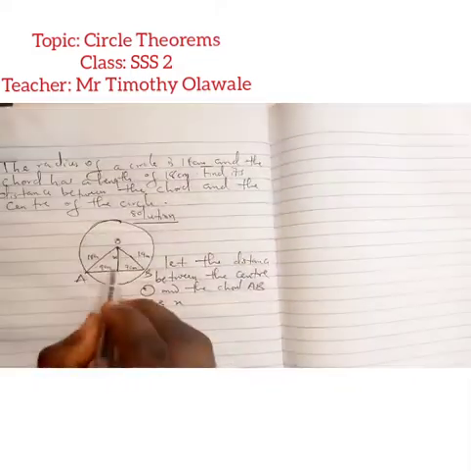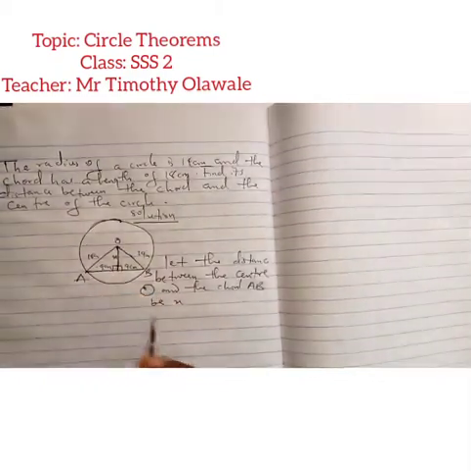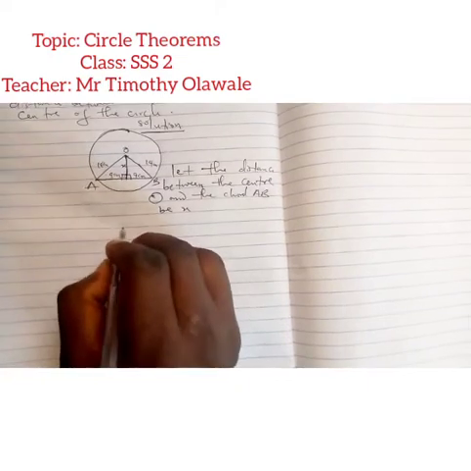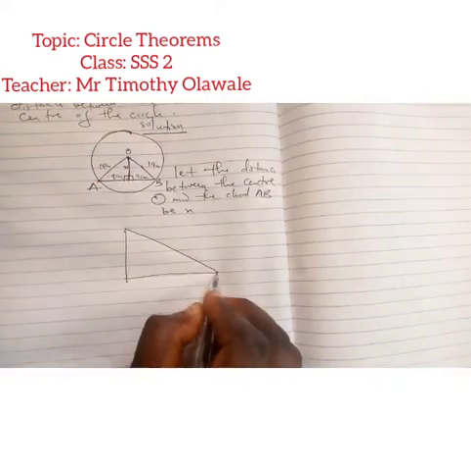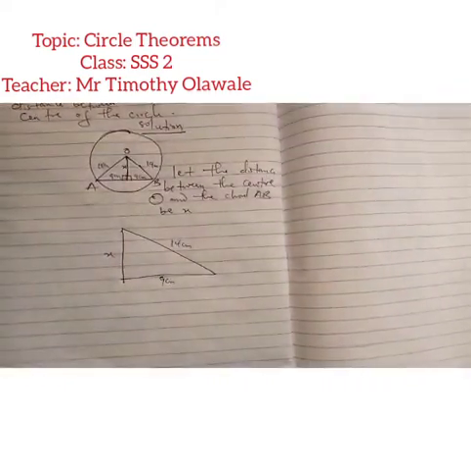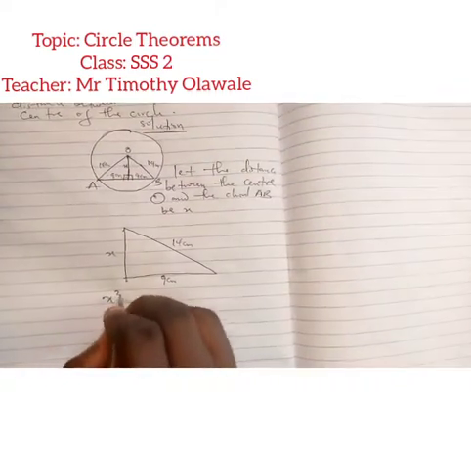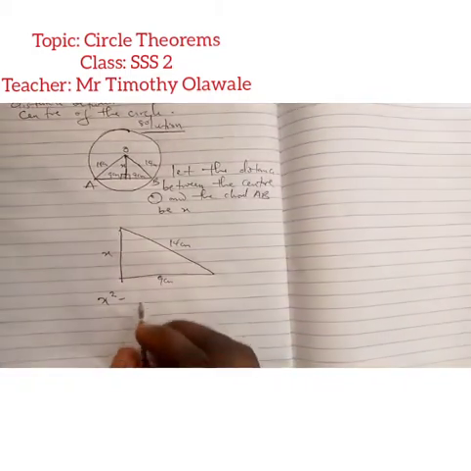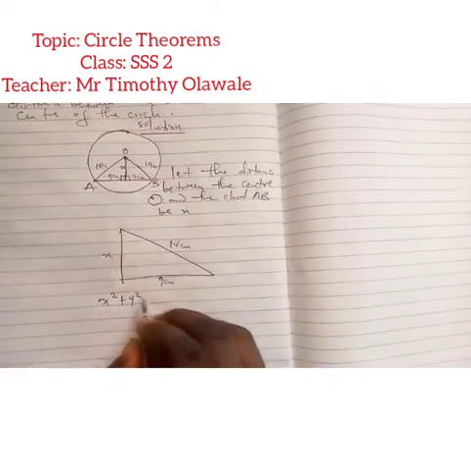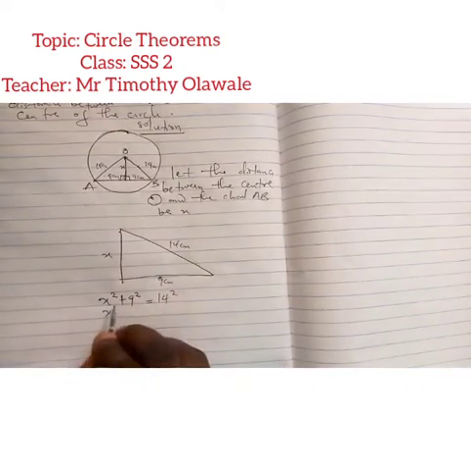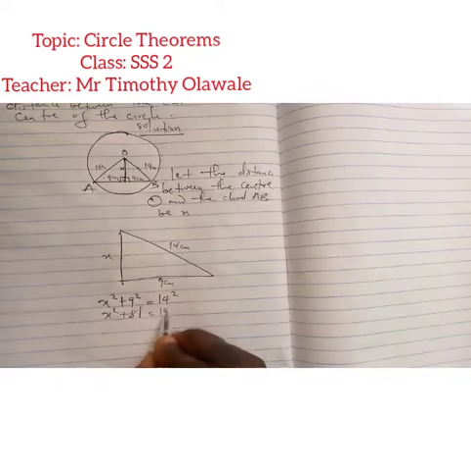Now you see that this is 9 centimeters, this is a right angle triangle, so we can use Pythagoras theorem. Let's bring out one of the triangles. They are equal triangles. This is 9 centimeters, 14 centimeters, and this is x. So using Pythagoras theorem, we have x squared plus 9 squared equals 14 squared. So x squared plus 81 equals 196.